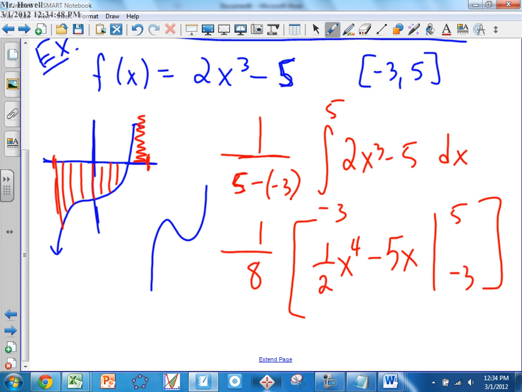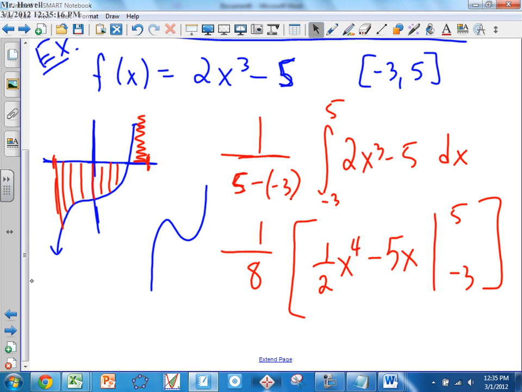Now, I need to evaluate this first. This negative 3, by the way, goes up with the integral. I need to evaluate that first. Get your answer, and then just divide it by 8. So, let's go back for a second. We'll get the answer in a minute, but let's think also. What we're really doing is this. We're finding the integral, and then we're just dividing by the length of the interval.